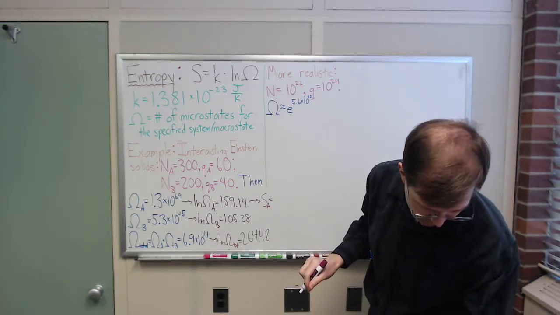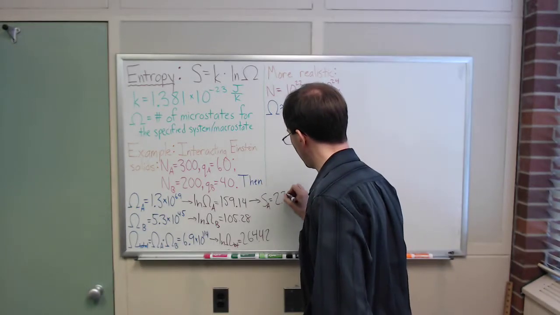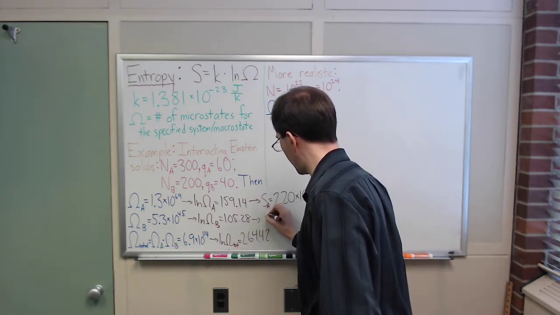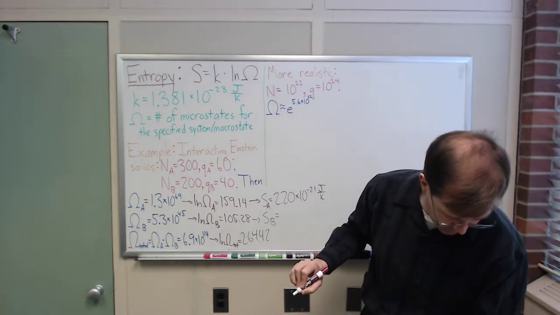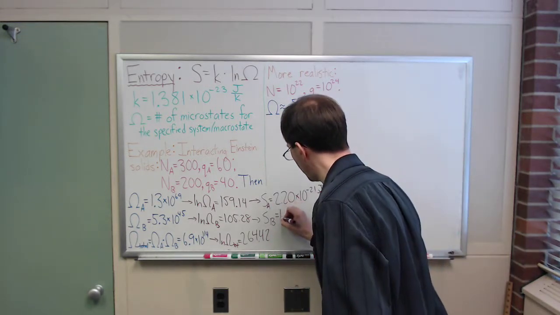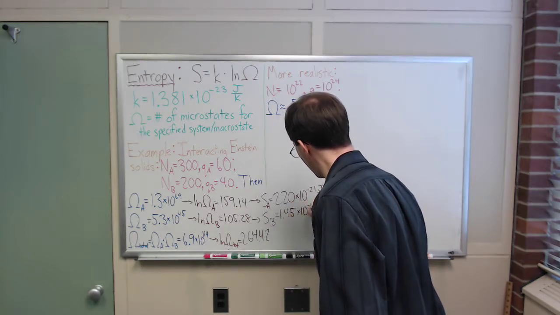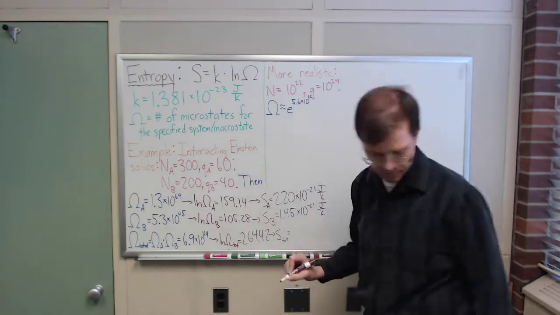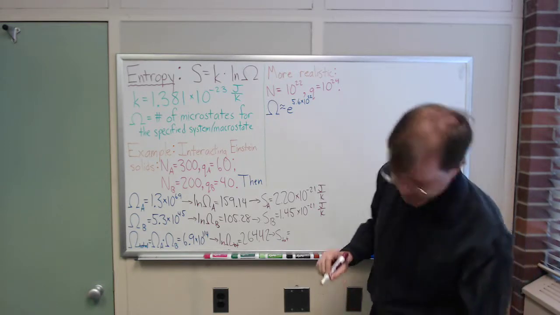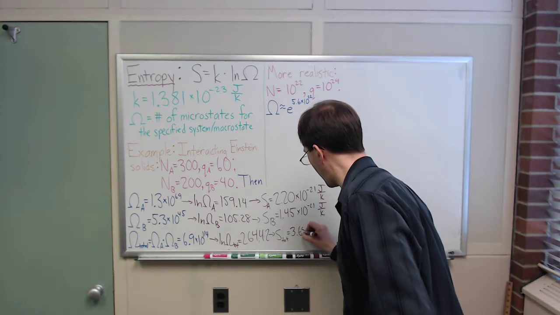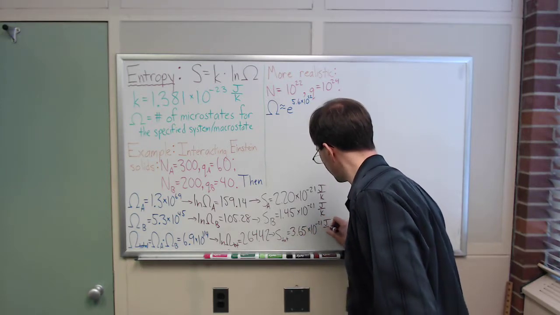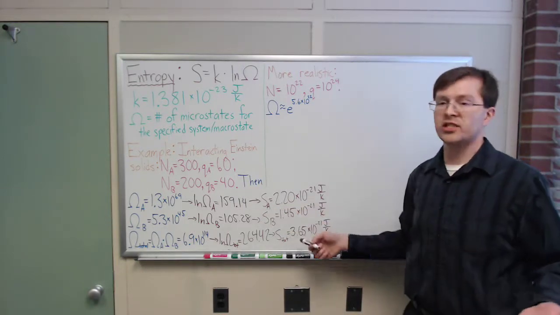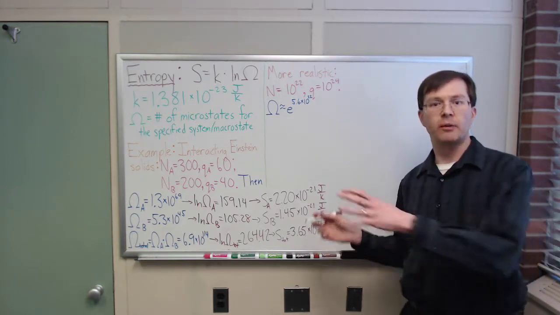I did this calculation earlier. I get S_A equal to 2.20 times 10 to the minus 21 joules per Kelvin. And this one, I get S_B equal to 1.45 times 10 to the minus 21 joules per Kelvin. And last, for the total combined system, I get 3.65 times 10 to the minus 21 joules per Kelvin. Okay, so those are my entropies for those systems. At this point, it's just numbers. It's just definitions.